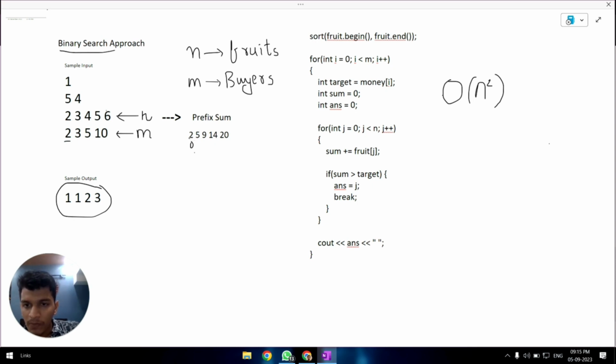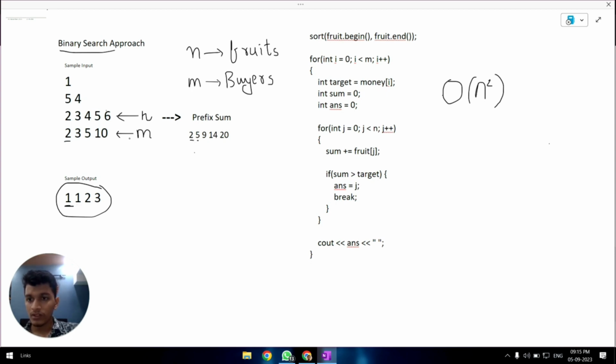So we can see that 2 is meeting the condition, but after 5 the buyer does not have that much money to buy the fruit for 5 rupees. So we have to give the solution of that index. Now for 3 rupees, if he had 3 rupees, then also he cannot buy the fruit of 5 rupees. Then he has to return 1, the index of this 5 rupees.